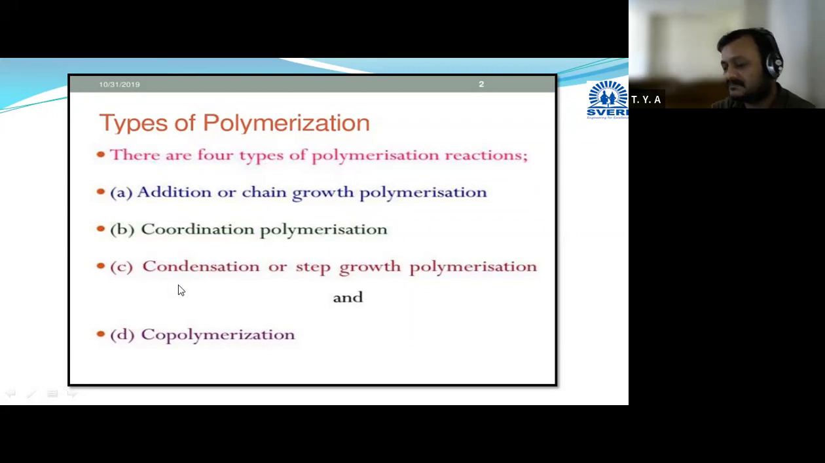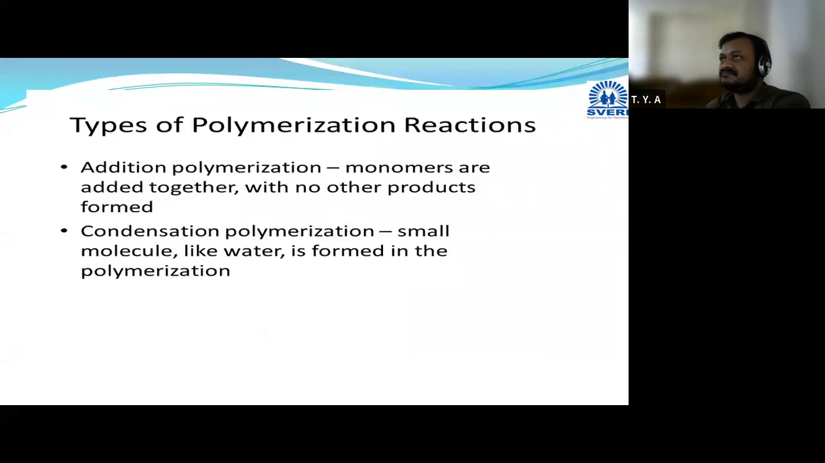So these are 4 types. You can summarize it, or if you write 2 types, it is also sufficient: addition or chain growth, and condensation or step growth polymerization. And these are extra types: coordination and copolymerization. Now one by one we will discuss them. Each polymerization will have a different mechanism. First we will start with the addition or chain growth polymerization.